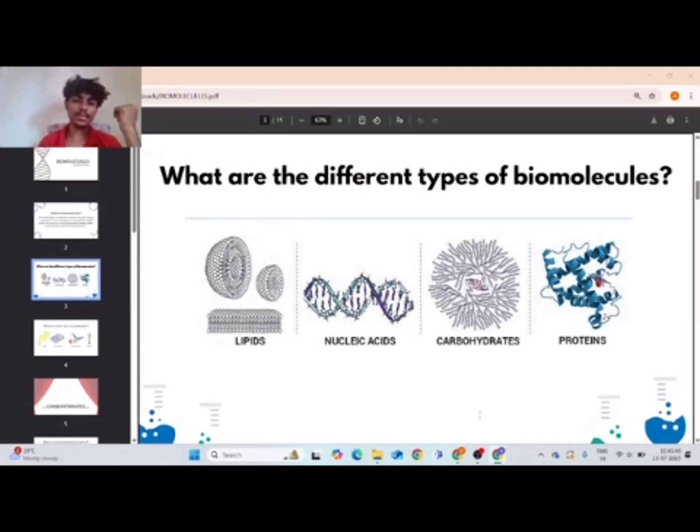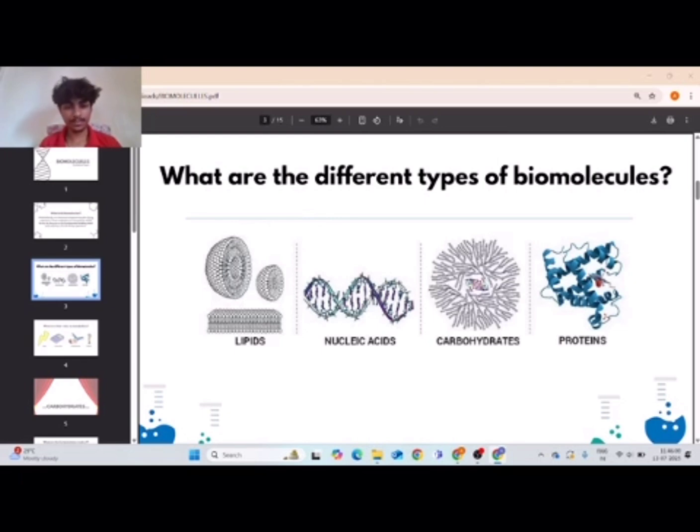Next are the nucleic acids. Nucleic acids are essentially macromolecules made up of nucleotides, and their main function is to pass on the hereditary characters from parents to offspring. There are two different types of nucleic acids. First, DNA, that is deoxyribonucleic acid, and RNA, which is ribonucleic acid.